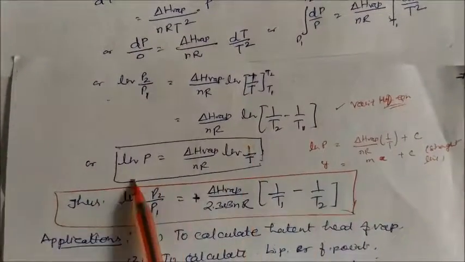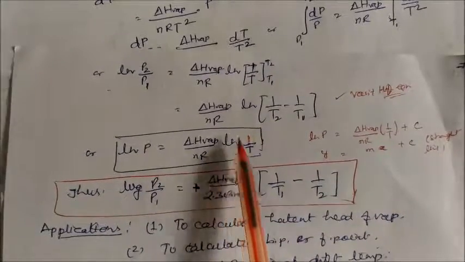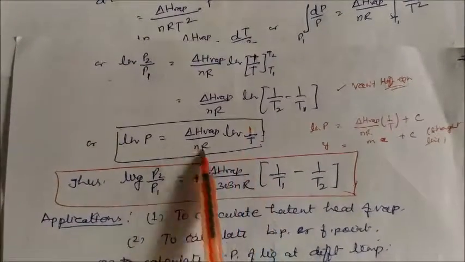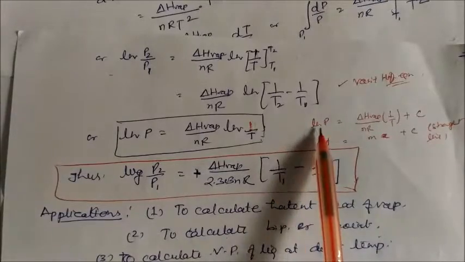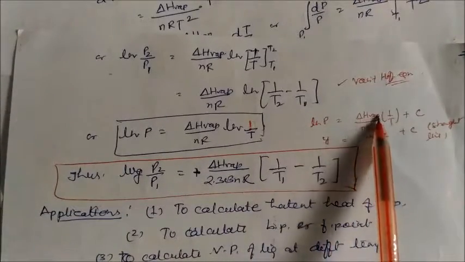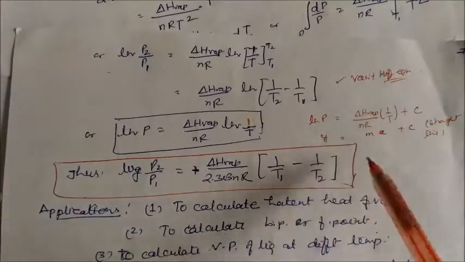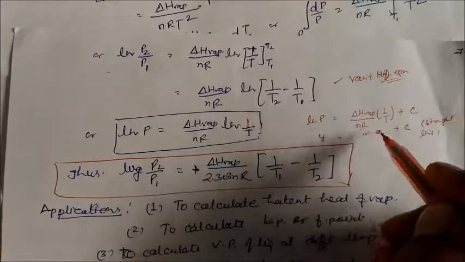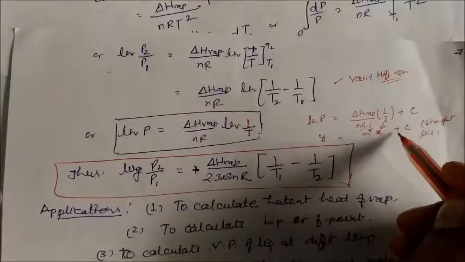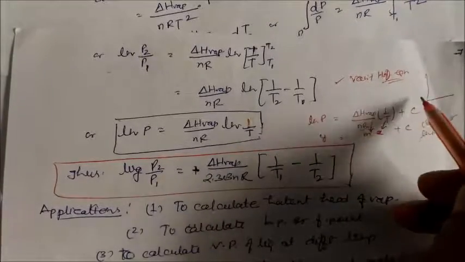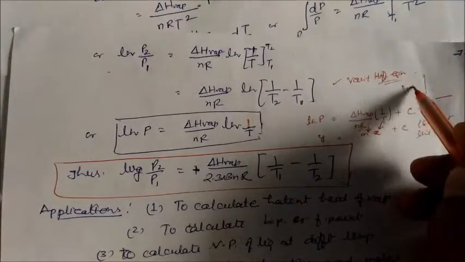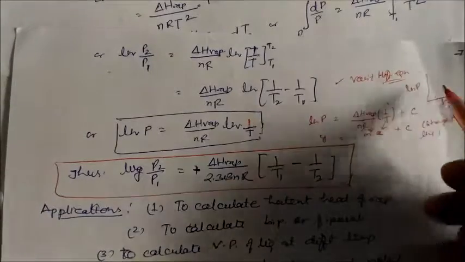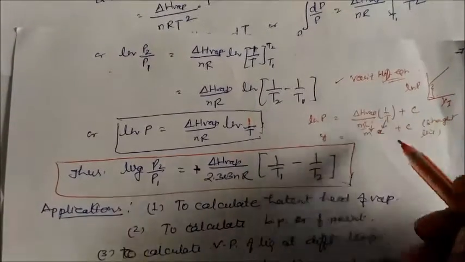So natural log P is equal to delta H vapor by nR times 1 by T, or we can write this in the form of a straight line, where M is the slope and this is the X. So we can draw a graph like this also. This is natural log P versus 1 by T we can draw. So this is the slope of the graph, and this is a positive value.